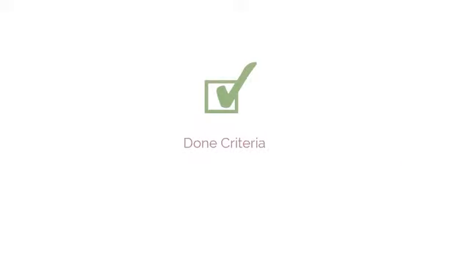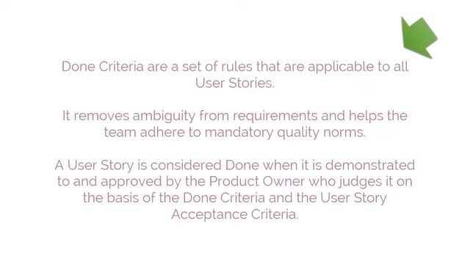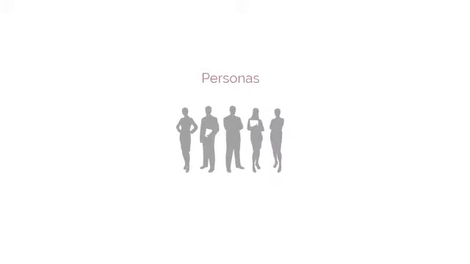Done criteria. Done criteria are a set of rules that are applicable to all user stories. It removes ambiguity from requirements and helps the team adhere to mandatory quality norms. A user story is considered done when it is demonstrated to and approved by the product owner, who judges it on the basis of the done criteria and the user story acceptance criteria.